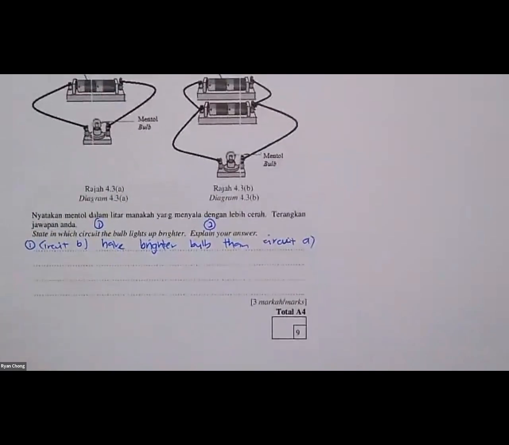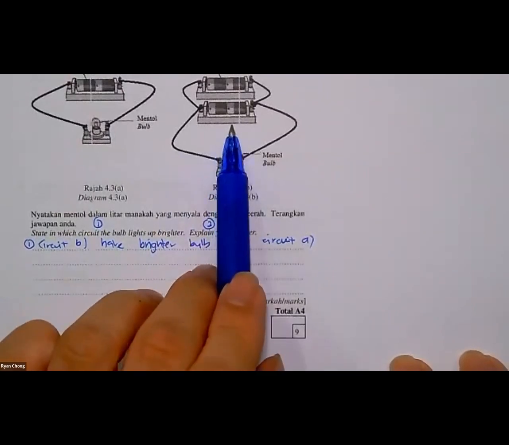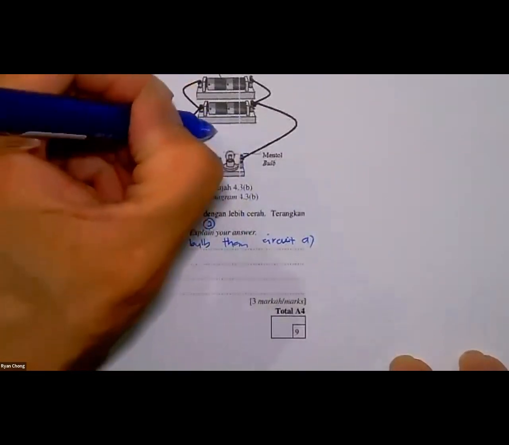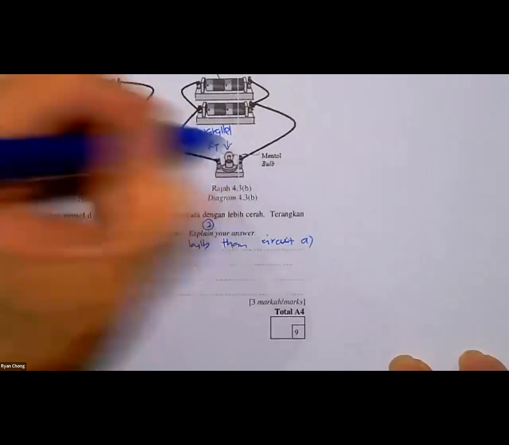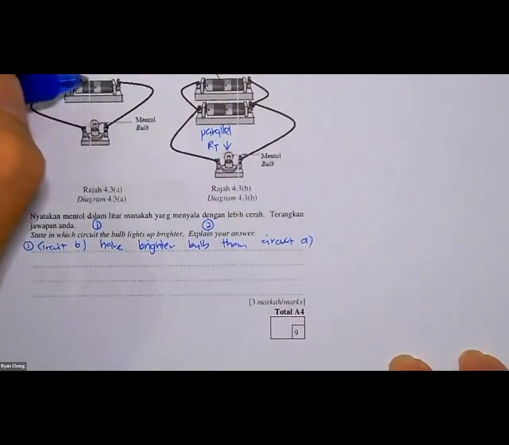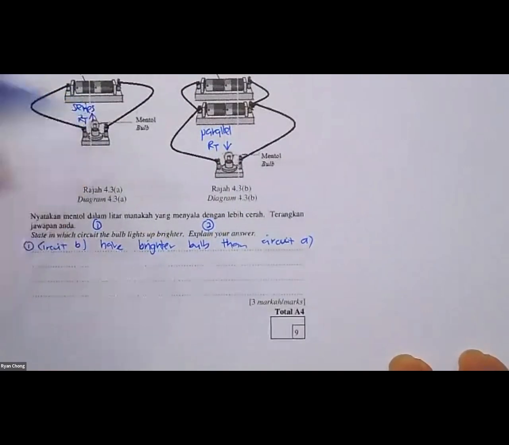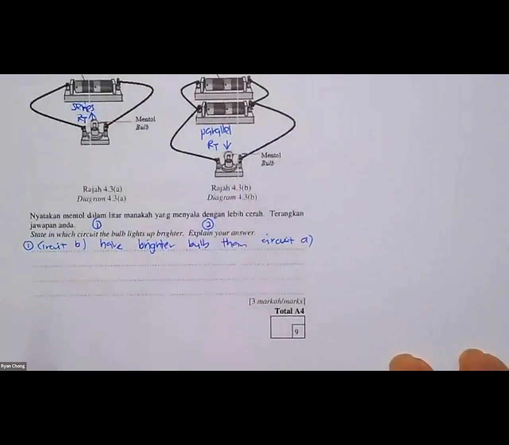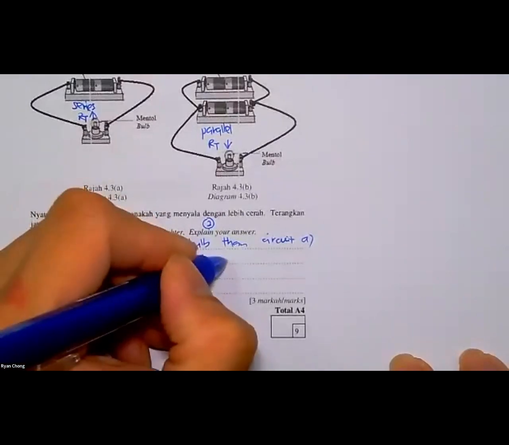So what's the reason? Why is circuit B brighter than circuit A? First, because they are put in parallel. When you put things in parallel, one of the things you must remember is that a parallel circuit always has a smaller effective resistance. If you have a series circuit, usually your resistance will be greater. So for this one, you will write: because the dry cells in B are arranged in parallel.